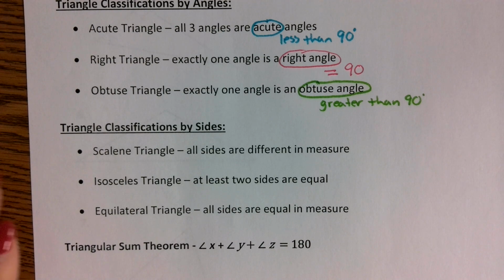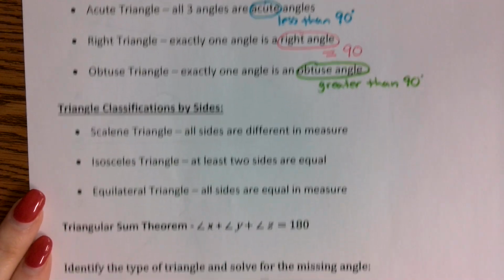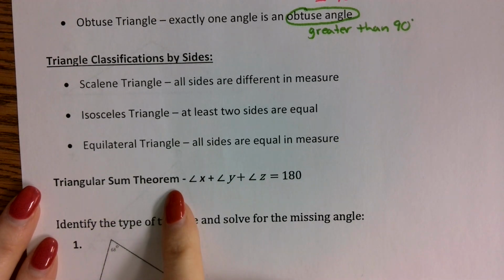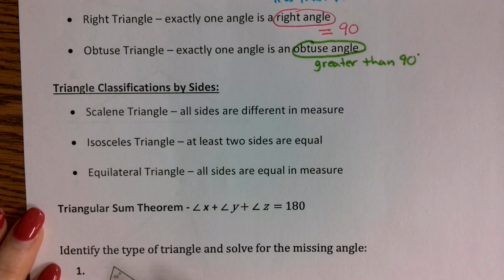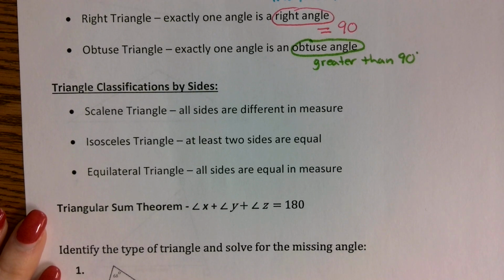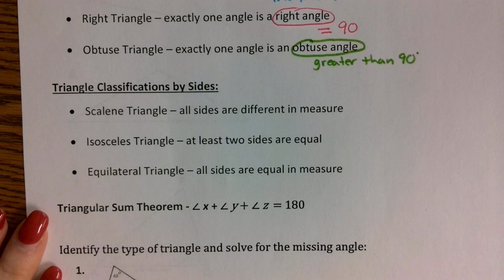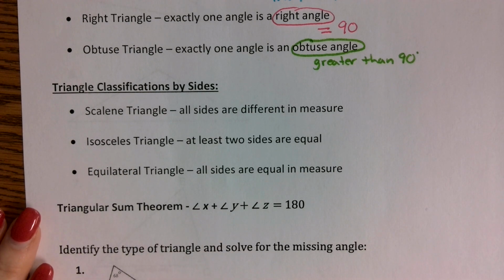And based off of these characteristics, we can now indicate our triangle sum theorem. It's important to know the types of triangles because sometimes they might give you a question where they tell you it's a right isosceles triangle, or it's an acute equilateral triangle. That information helps you to solve if you've got a missing angle measurement.